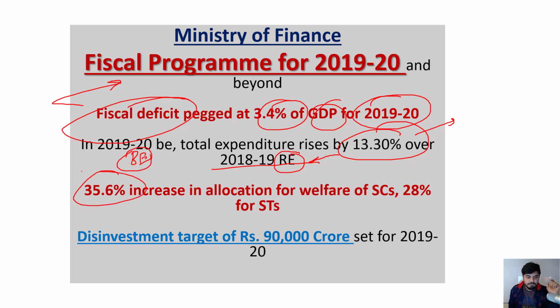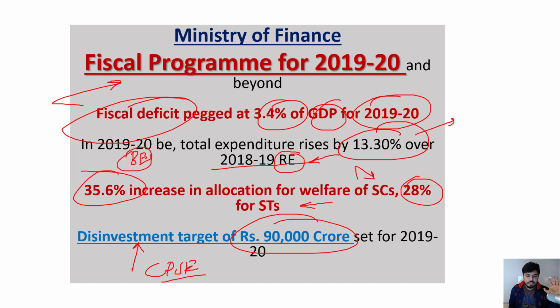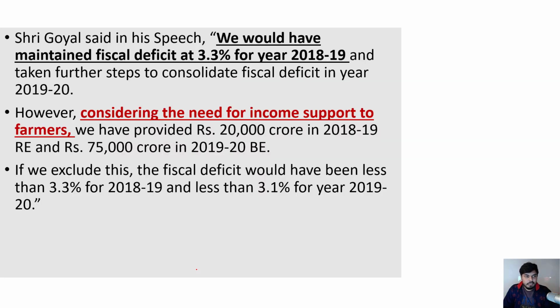35.6% increase in allocation for SCs' welfare. A huge amount of money is given this time, and a 35.6% increase is a huge increase, and 28% is for STs, and 90,000 crore rupees is the target for disinvestment. You see, in these central PSUs where the government has stakes, and which are not giving much output, their stakes are being sold. So this is the disinvestment program for the public enterprises, and that's been going on for years now.